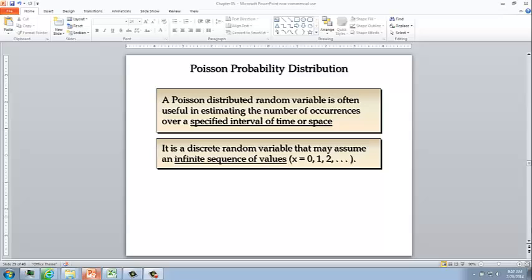Let's now look at the Poisson probability distribution. A Poisson random variable is a number that occurs over a specified interval of time or space. And the thing to note here is that it could go all the way up to infinity. So, more concretely, let's consider some examples.